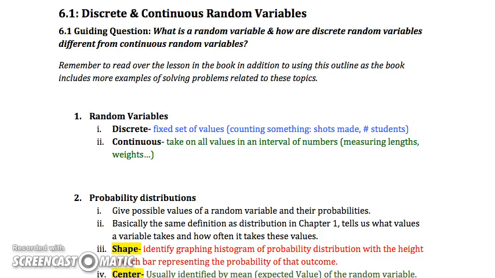So here's our video for AP Stats. We're looking at Chapter 6, Lessons 1 and 2 about probability distributions, random variables. So let's start by talking about just two types of random variables, discrete and continuous.